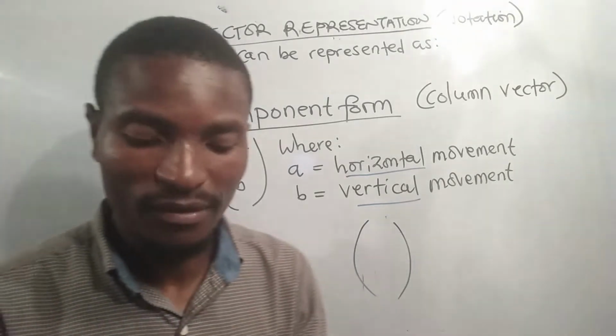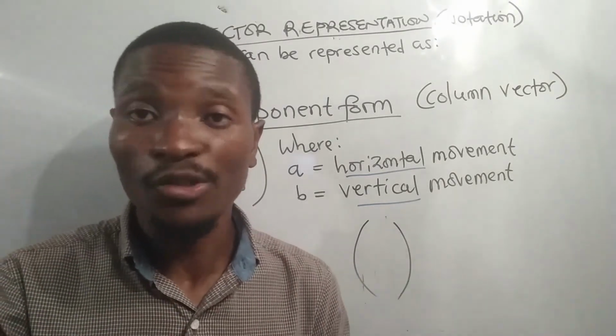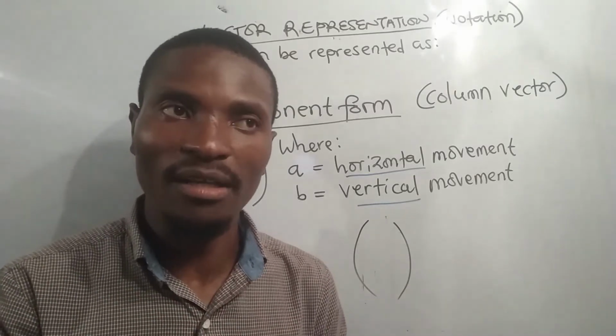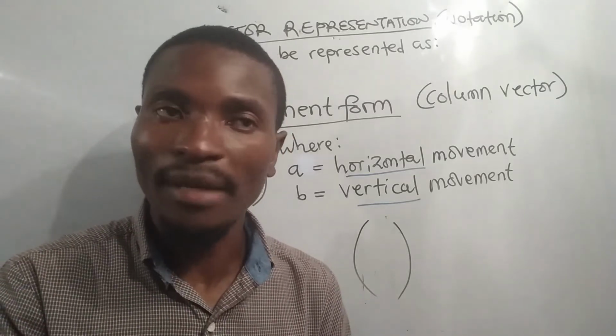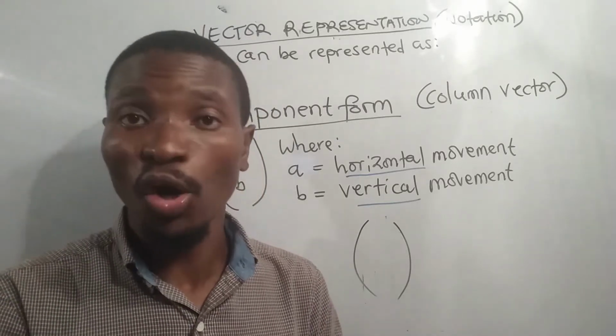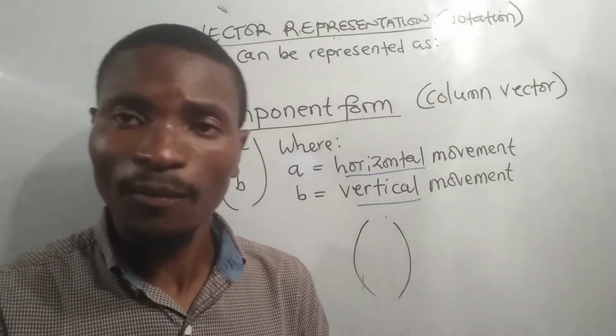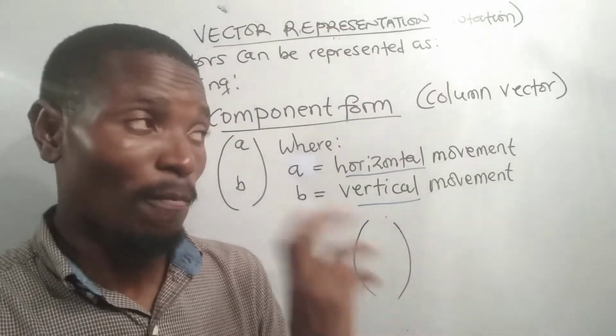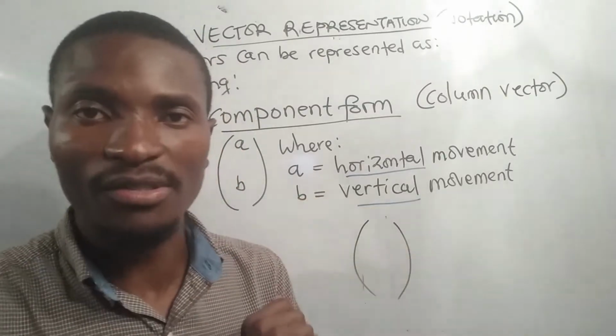If some of you have done matrices, I'm sure you are able to understand what we mean by a column. Under matrices, we have rows, columns and so on. So it's the same idea that we are also talking about here.